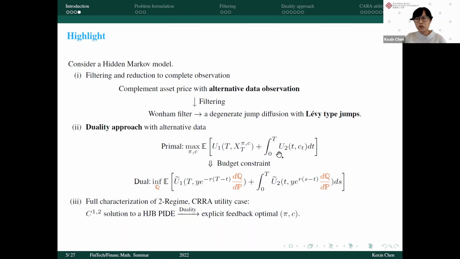And finally, we demonstrate that the dual problem admits a unique solution for the constant relative risk aversion utility functions. And in addition, we obtain an explicit feedback optimal consumption investment strategy by taking advantage of the alternative data.